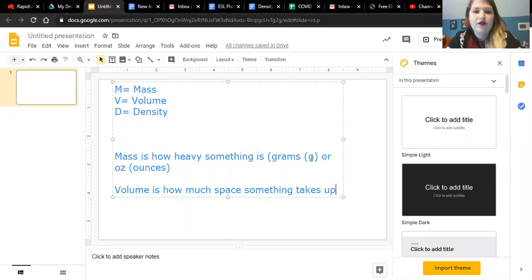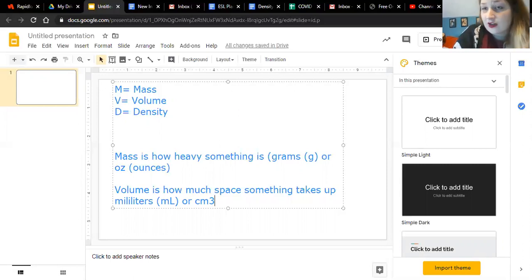And it's usually represented by milliliters, which is represented by a little m and a big L, or sometimes cm3, which is centimeters to the third, cubed, if you will, all of those things. So these are typically what you would see in a mathematical formula.